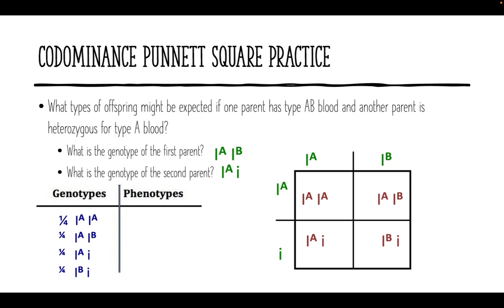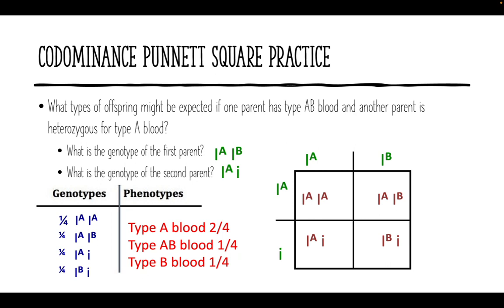So hopefully you've noted that there are 4 different genotypes in this problem, which means that we're definitely going to have some different phenotypes, but it's actually more interesting than you think. When we're looking at our phenotype, 2 out of 4 offspring could be type A blood. We see that because we have 1 homozygous A and 1 heterozygous A. We also have 1 offspring that might be type AB, and 1 offspring that might be type B, heterozygous B, that is.